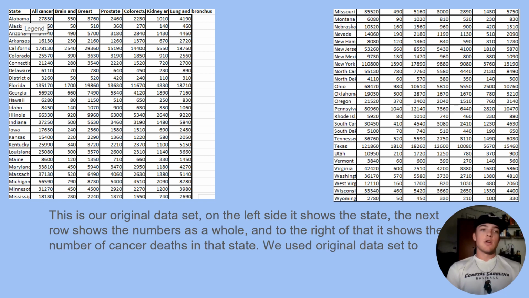This right here is our original data set, and on the left side of it, it shows the state name. The next row shows the cancer deaths for all the types of cancers in each state. And then every row after that shows an individual type of cancer. And from left to right, it goes brain cancer, and then breast cancer, prostate cancer, colon cancer, kidney cancer, and then on the far right is lung and bronchus cancer.